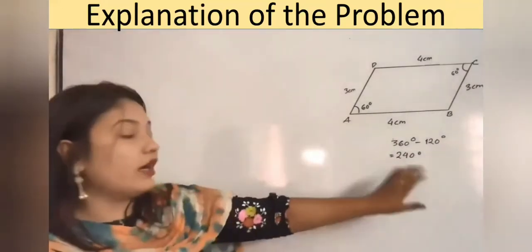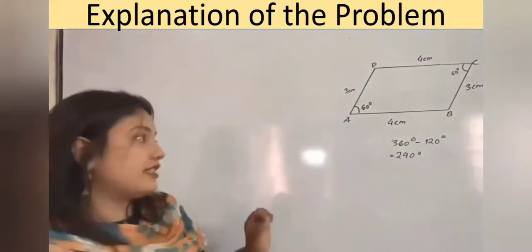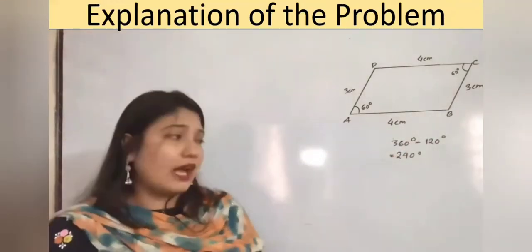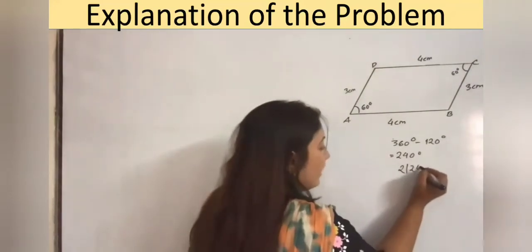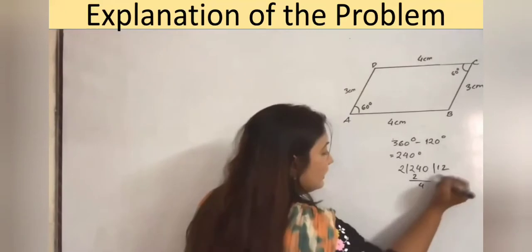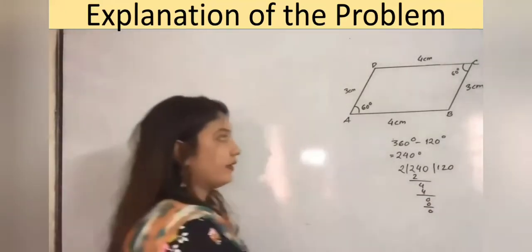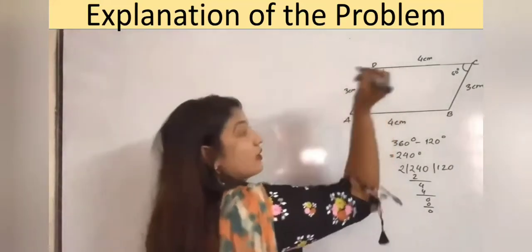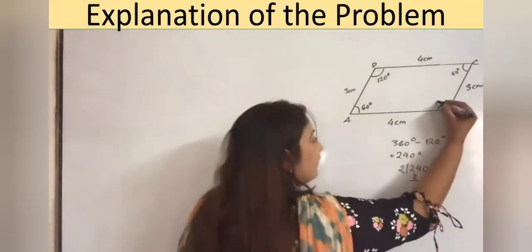So we are left with 240 degree. This 240 degree will be equally distributed between angle D and angle B. So now, for equally distributing this angle 240 degree, I will divide it by 2. The result we will get is, as you can see here, 120 degree. So here angle D will be 120 degree, and the opposite of angle D, angle B will be 120 degree as well.